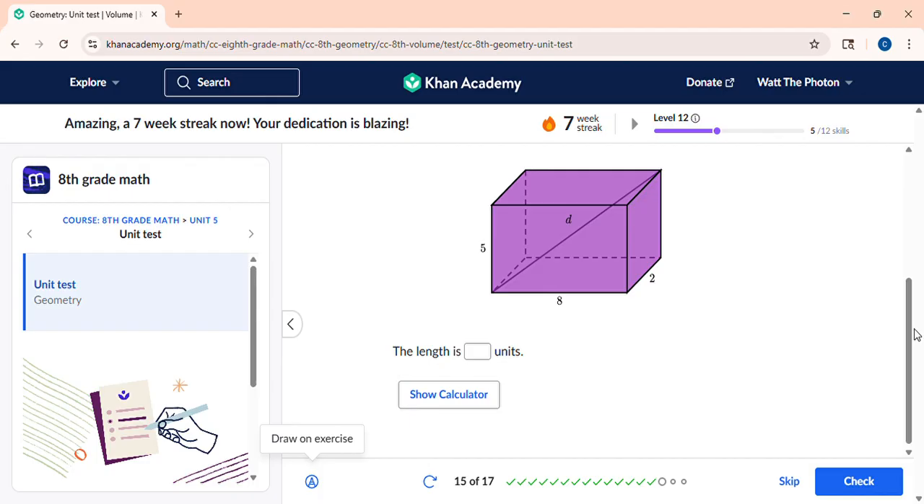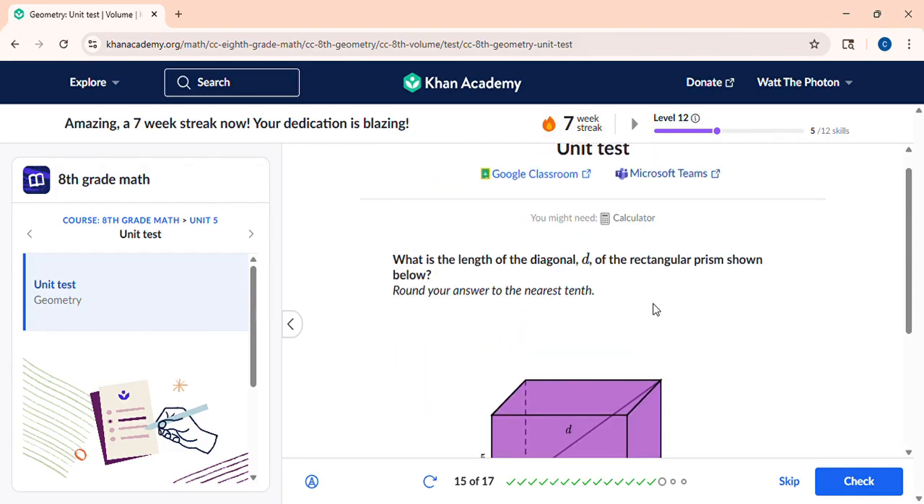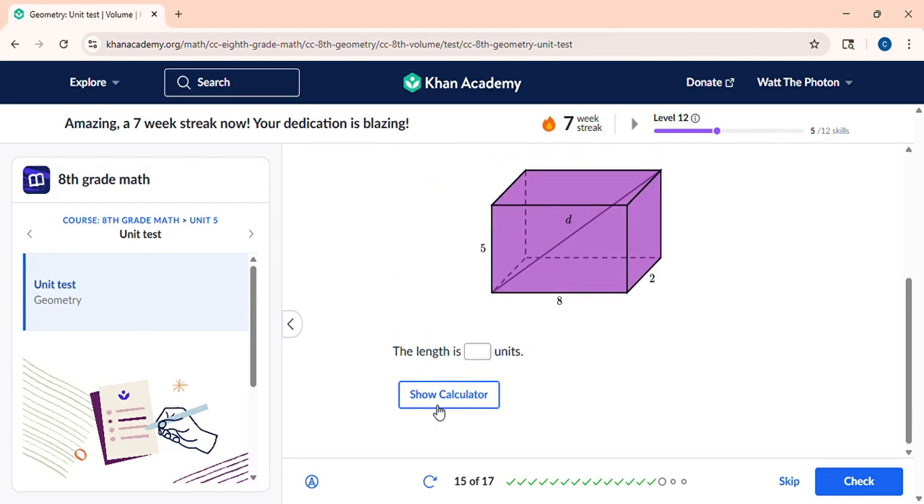Maybe find 5 squared, so that's 25, so that's 27. The square root of 27 plus the square root of 89. Doesn't say round though. Oh, it does say round. So right now I'm looking at like 14.6 units.